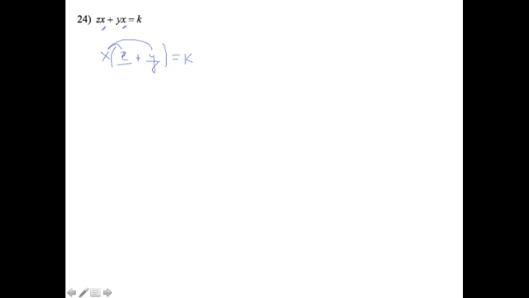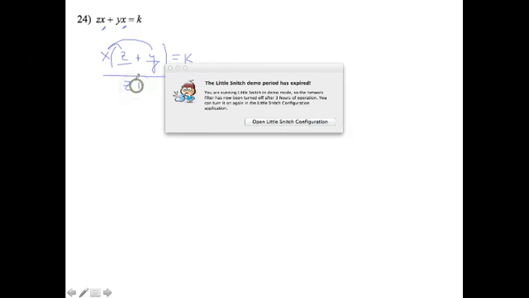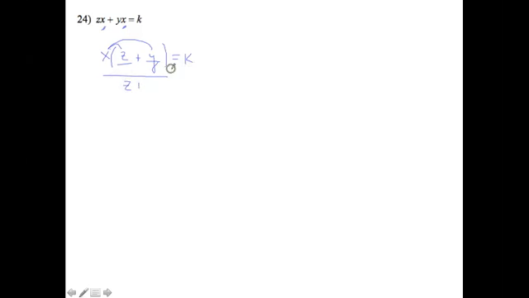So we have x times this term here, so to get rid of it, we will divide by z plus y. And we clean this up as x is equal to k over z plus y. Final answer.